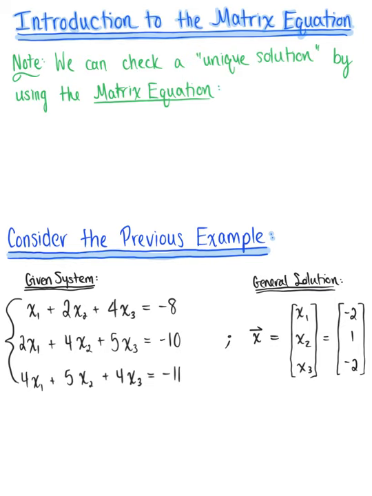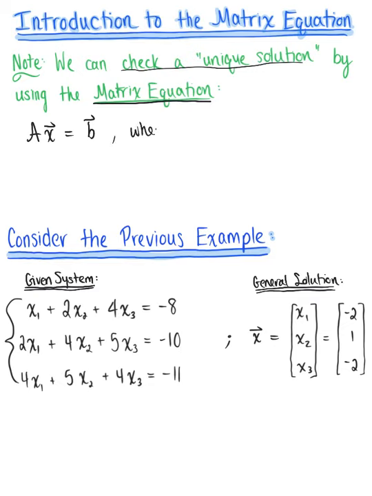All right, so here I want to give you a sneak peek, or a little introduction, into the matrix equation. What the matrix equation is going to allow us to do is to check that unique solution we found. So the matrix equation is defined as matrix A times vector X is equal to vector B.